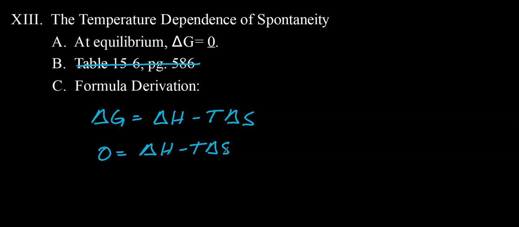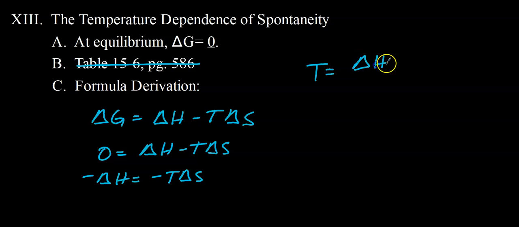And let's go ahead and subtract delta H from both sides. So we get negative delta H equals negative T delta S. And then I'm going to divide both sides by negative delta S. And so ultimately, we end up with this. So if we take the delta H for a reaction and divide it by the delta S for the reaction, we'll calculate the temperature at which that system is at equilibrium.